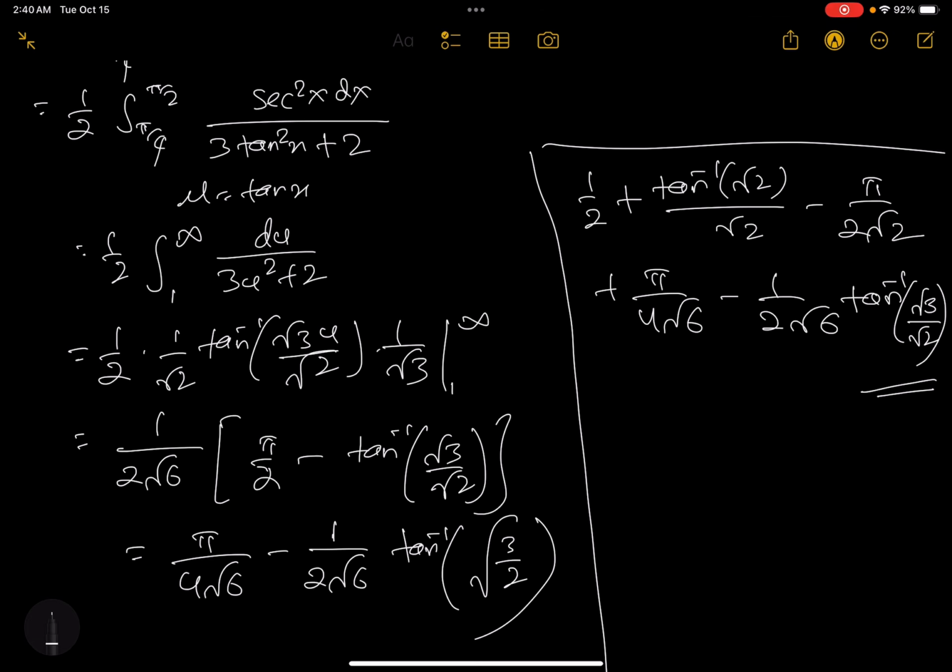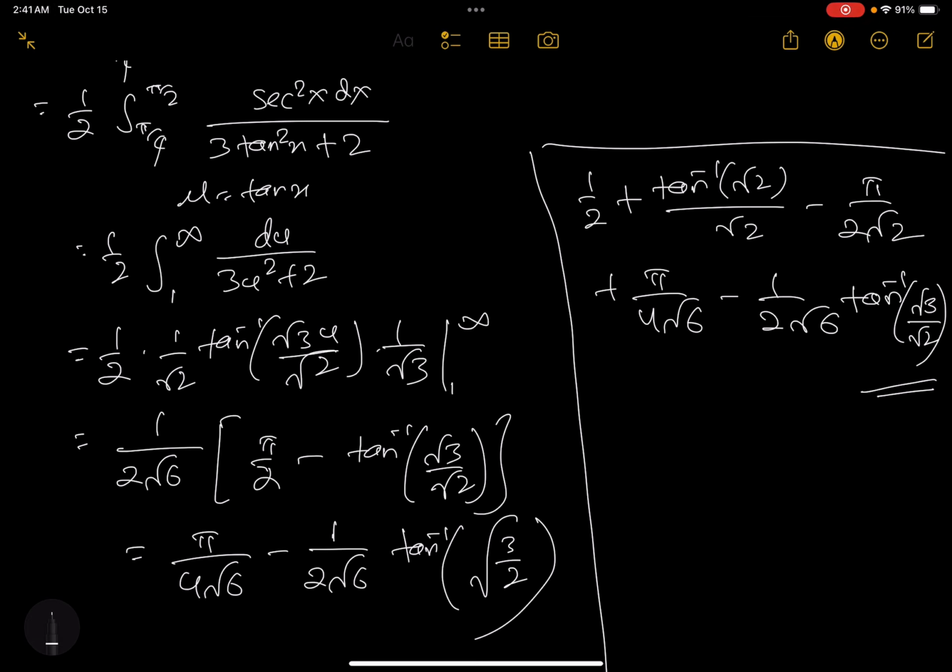And I also have an answer here from Wolfram Alpha. Let me check with that just to make sure. The answer is, let me open the Wolfram Alpha. I guess you know that website, right? So half plus this is pi by 4 root 6, right? Minus pi by, okay, wait, now this is pi by 6 root 2 by 24, which is 2 root 2 minus pi by 2 root 2, yeah, that's right.